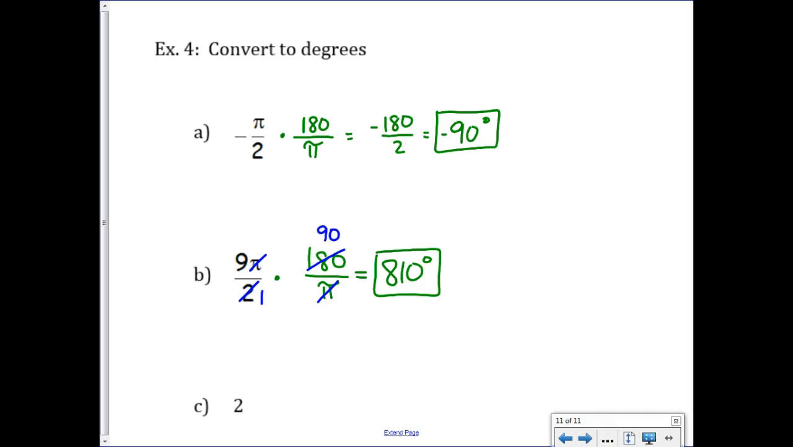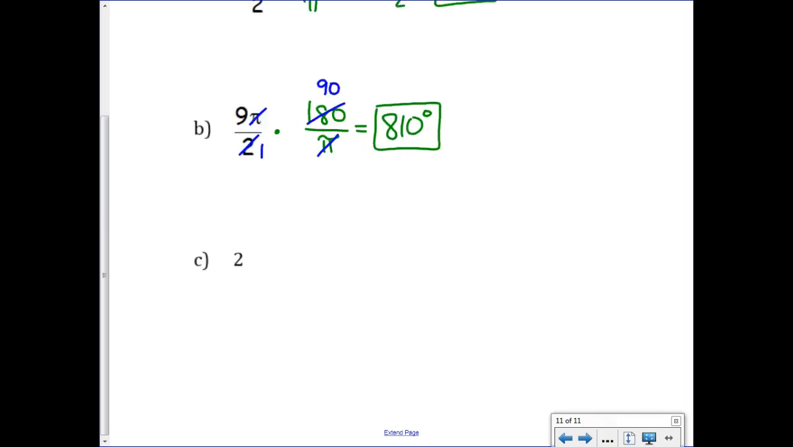And then the last one I have is just 2. So I multiply by 180 over pi and I get 360 over pi degrees. And we just leave it like that.